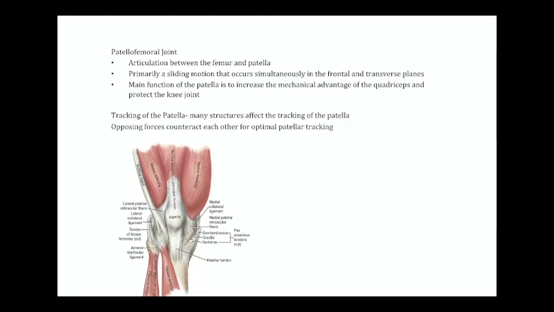The patellofemoral joint is the articulation between the femur and the patella. It guides the tendon of the quadriceps onto the tibia. So it's primarily a sliding motion that occurs simultaneously in the frontal and transverse planes. We know that its main job, like I said before, is to increase the mechanical advantage of the quadriceps and protect the knee joint. Increasing mechanical advantage usually has something to do with increasing the IMA or decreasing the EMA. So we'll see what it does.